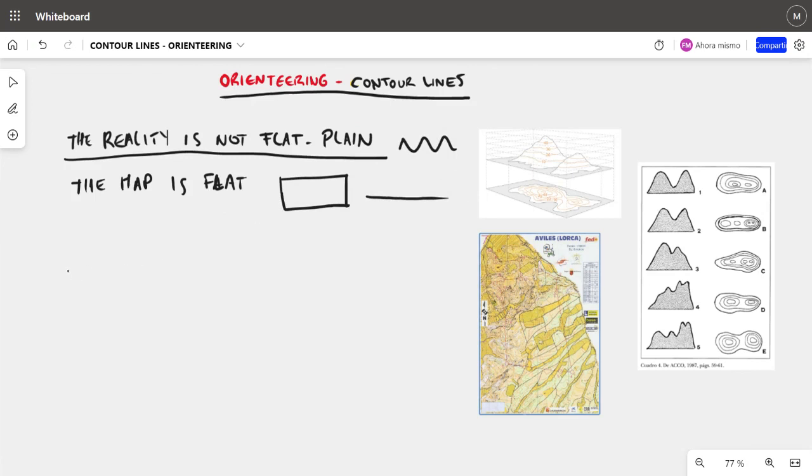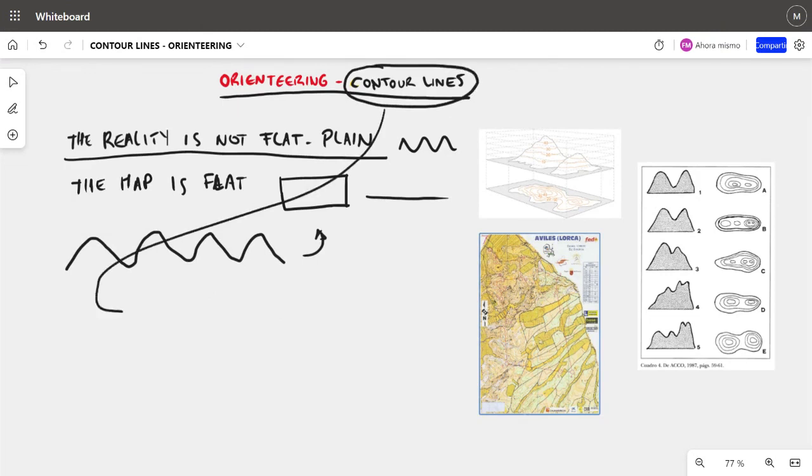So how can we represent the reality, the real world, in the map that is flat? To do that, we use what is called contour lines. This is the way we use in orienteering and in the designing of other kinds of maps as well, to represent the reality in the map so that we can do the proper map reading. We have to understand the meaning of the different symbols that we can see in the map.